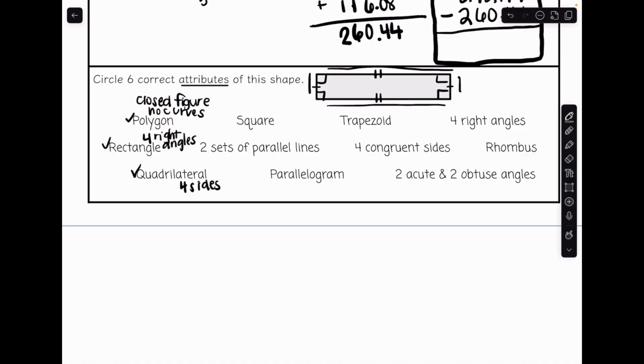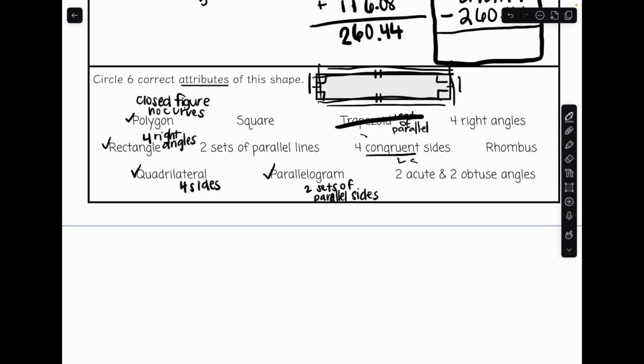A parallelogram. What is a parallelogram? A parallelogram is a shape with two sets of parallel sides. Well, these sides are parallel, and then these sides are parallel. So yes, this is also a parallelogram. A trapezoid only has one set of parallel sides. So no, it can't be a trapezoid because we already said that this has two sets.